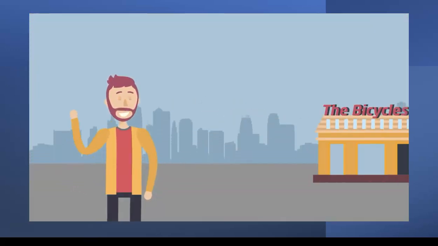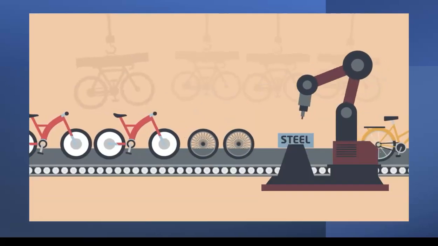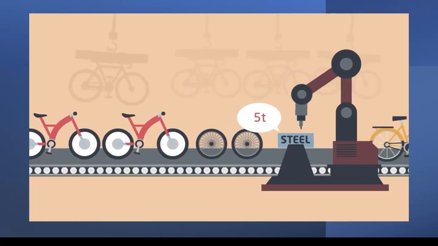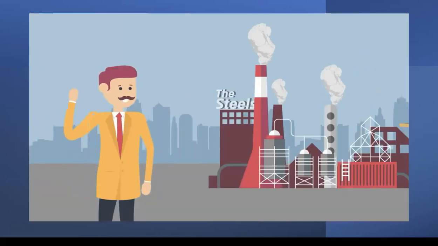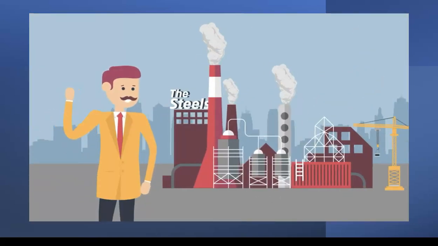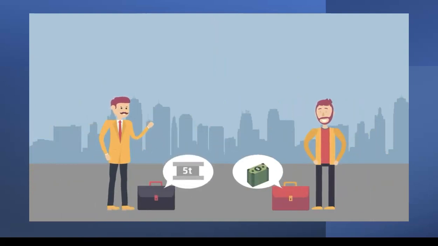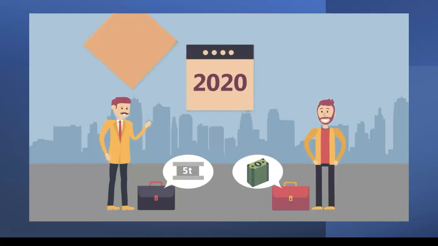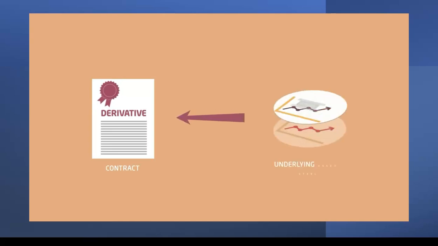This is John. He owns a bicycle factory. To produce a new line of bicycles, he will need 5 tons of steel a year from now on. This is Harry. He manufactures steel. He agrees to sell John 5 tons of steel at a certain price on a predetermined date in the future. Thus, these two make a contract, or a derivative, with steel as an underlying asset.